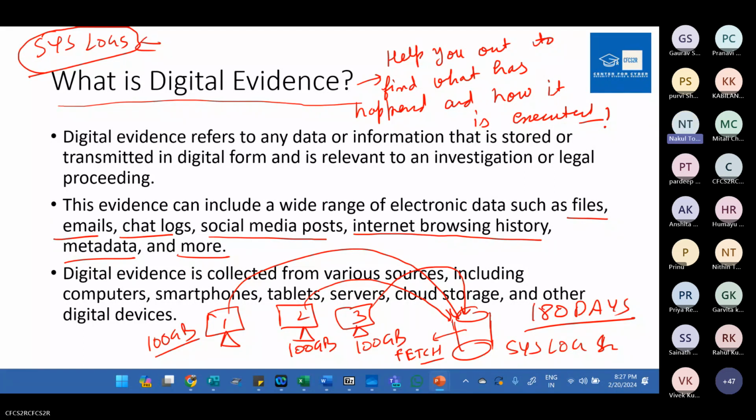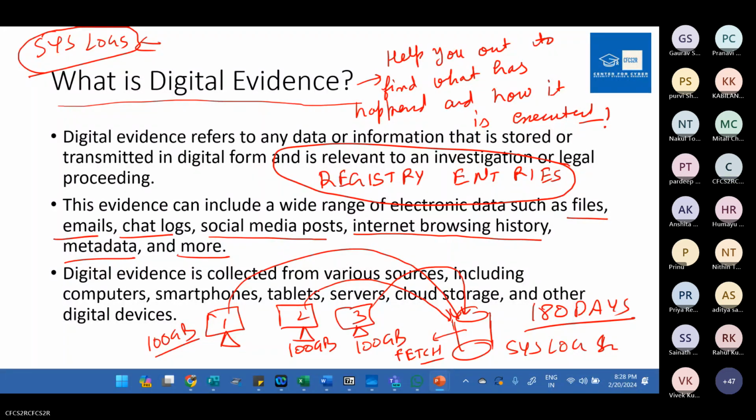Other than syslog, if I talk about Windows, the registry entries. Registry entries are the most important part of the Windows operating system.